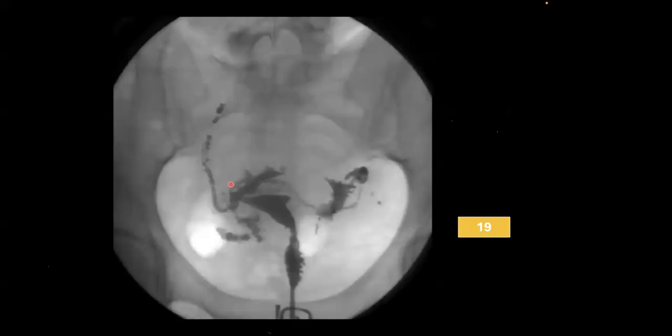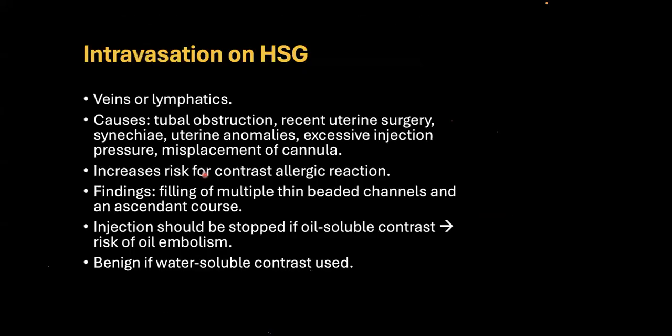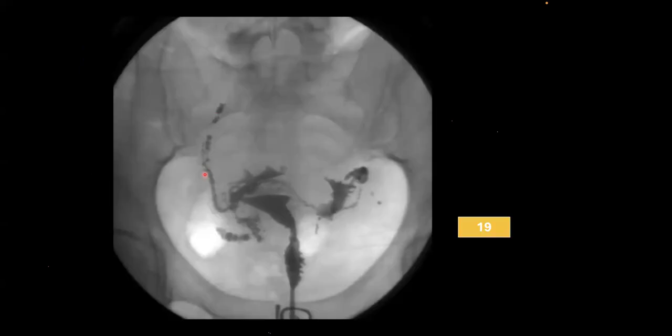So what is this? Now, few of you have got this right. Is it pathological or not? I think none of you got it right. See here, you can see some extravasation of contrast through the vessels, right? So it is intravasation of contrast into the vessels or lymphatics. In this case, contrast is going into the right internal iliac vein. So it is venous intravasation.